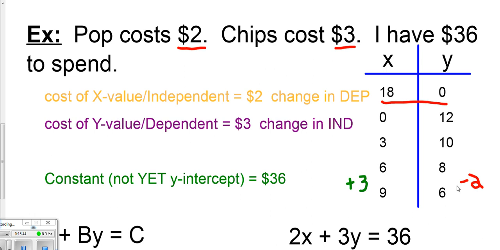$2, this was going down by 2. This 36 is a constant. We will always have just $36 to spend, but it is not quite my y-intercept. I'll show you how or why.